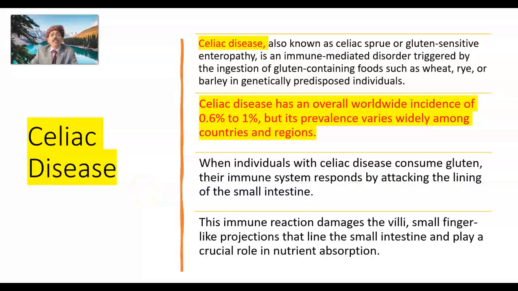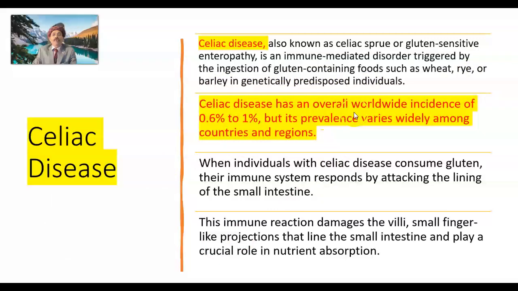Today I will discuss celiac disease. What is celiac disease? Celiac disease, also known as celiac sprue or gluten sensitive enteropathy, is an immune mediated disorder triggered by the ingestion of gluten containing foods such as wheat, rye, or barley in genetically predisposed individuals.